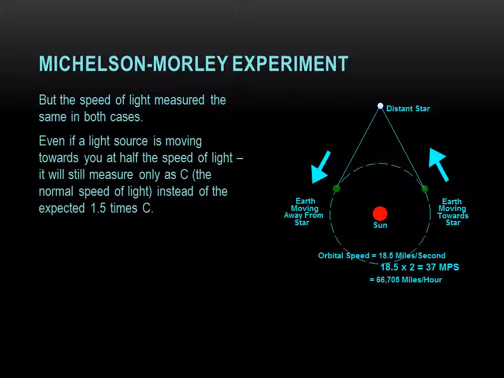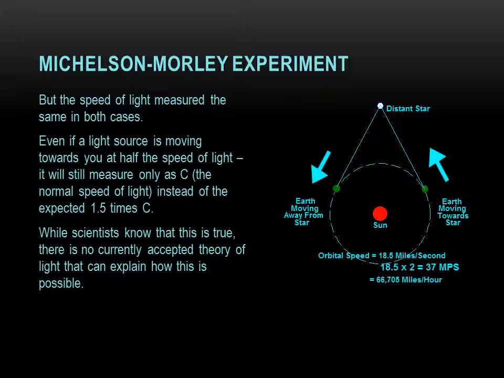Even if a light source is moving towards you at half the speed of light, it will still measure only as c, the normal speed of light, instead of the expected 1.5 times c. And while scientists know that this is true, there is no currently accepted theory of light that can explain how this is possible.